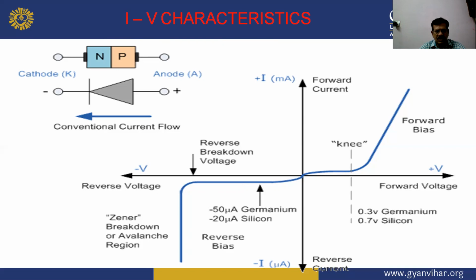The voltage at which this phenomenon occurs is the reverse breakdown voltage, and the current that flows in that case is the reverse bias current or breakdown current. Basically, this is in the range of 50 microamperes for germanium and 20 microamperes for silicon. So this is the reverse current.